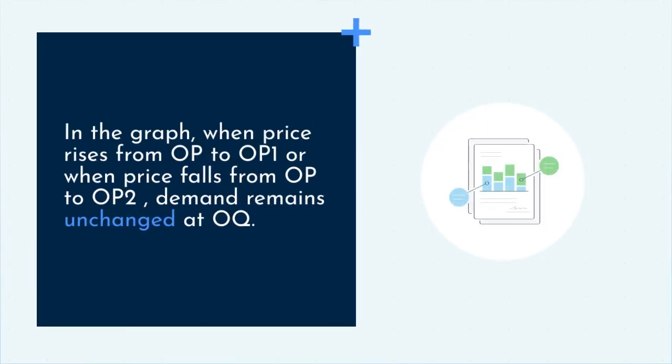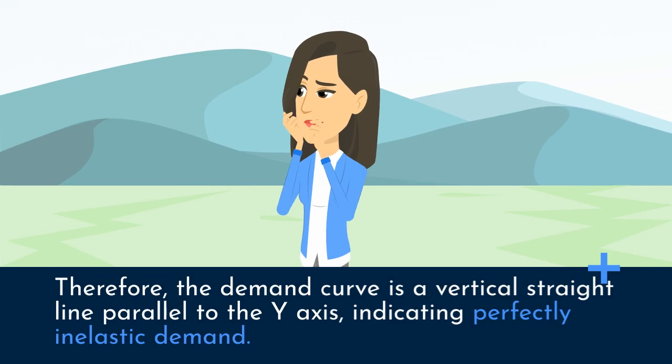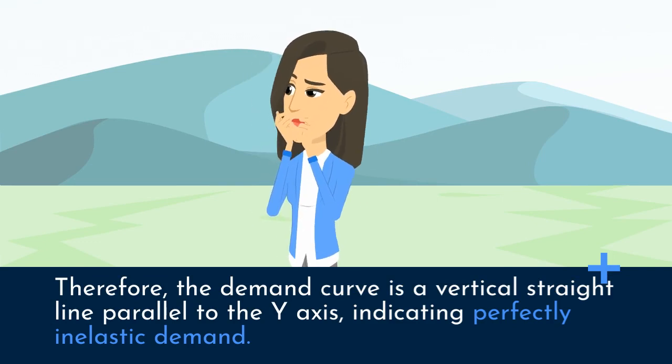In the graph, when price rises from OP to OP1 or when price falls from OP to OP2, demand remains unchanged at OP. Therefore, the demand curve is a vertical straight line parallel to the y-axis, indicating perfectly inelastic demand.